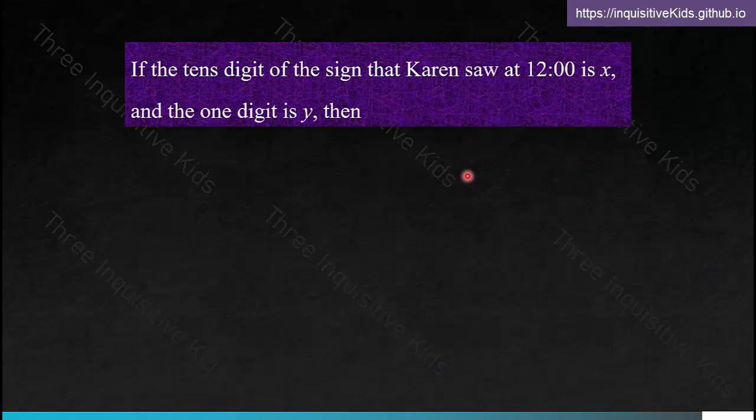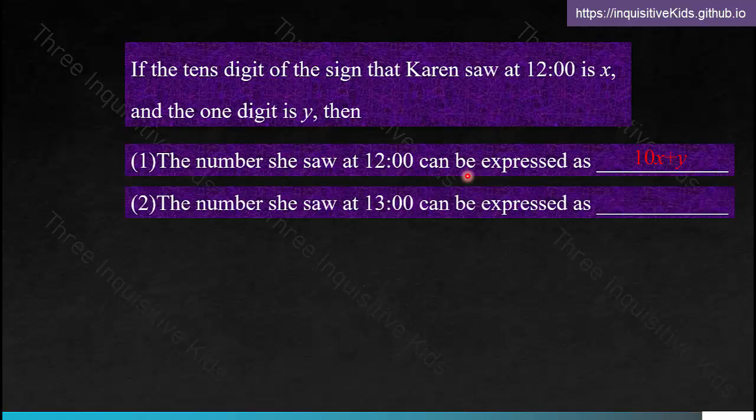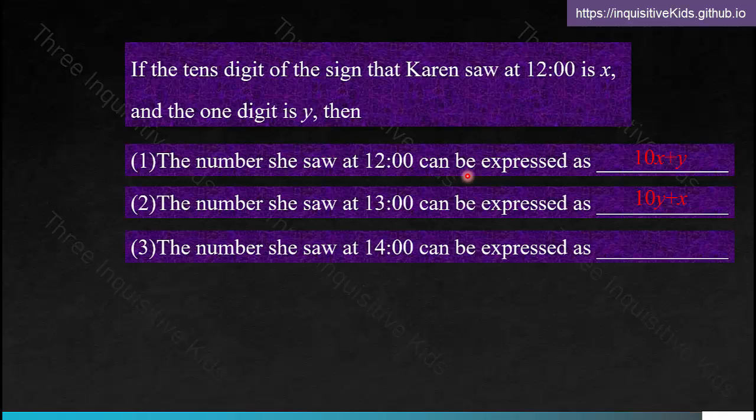Well, we start by taking the unknowns and setting them as variables. If the tens digit of the sign that Karen saw at 12 p.m. is x and the ones digit is y, then the number she saw at 12 p.m. can be expressed as 10x plus y. The number she saw at 1 p.m. can be expressed as 10y plus x, right? Because the numbers switched. And the number she saw at 14 p.m. or 2 p.m. can be expressed as 100x plus y, since there is an extra 0 between x and y.